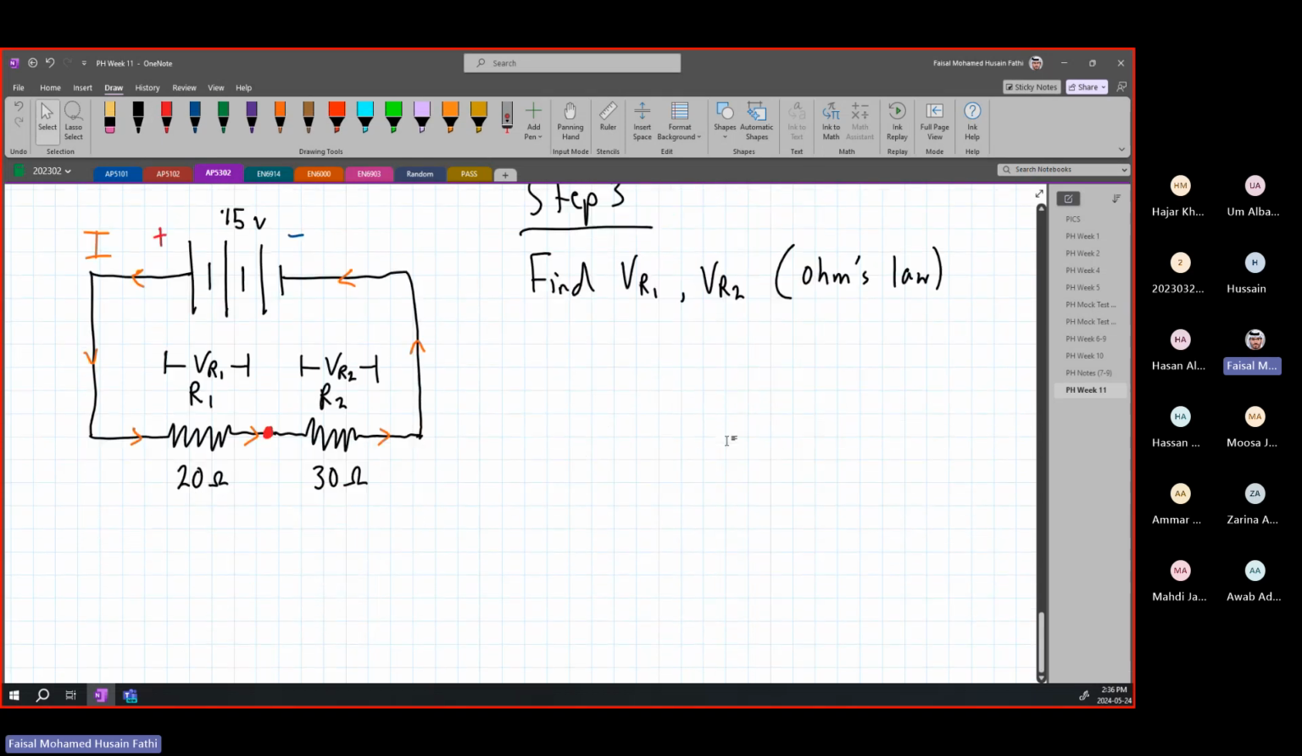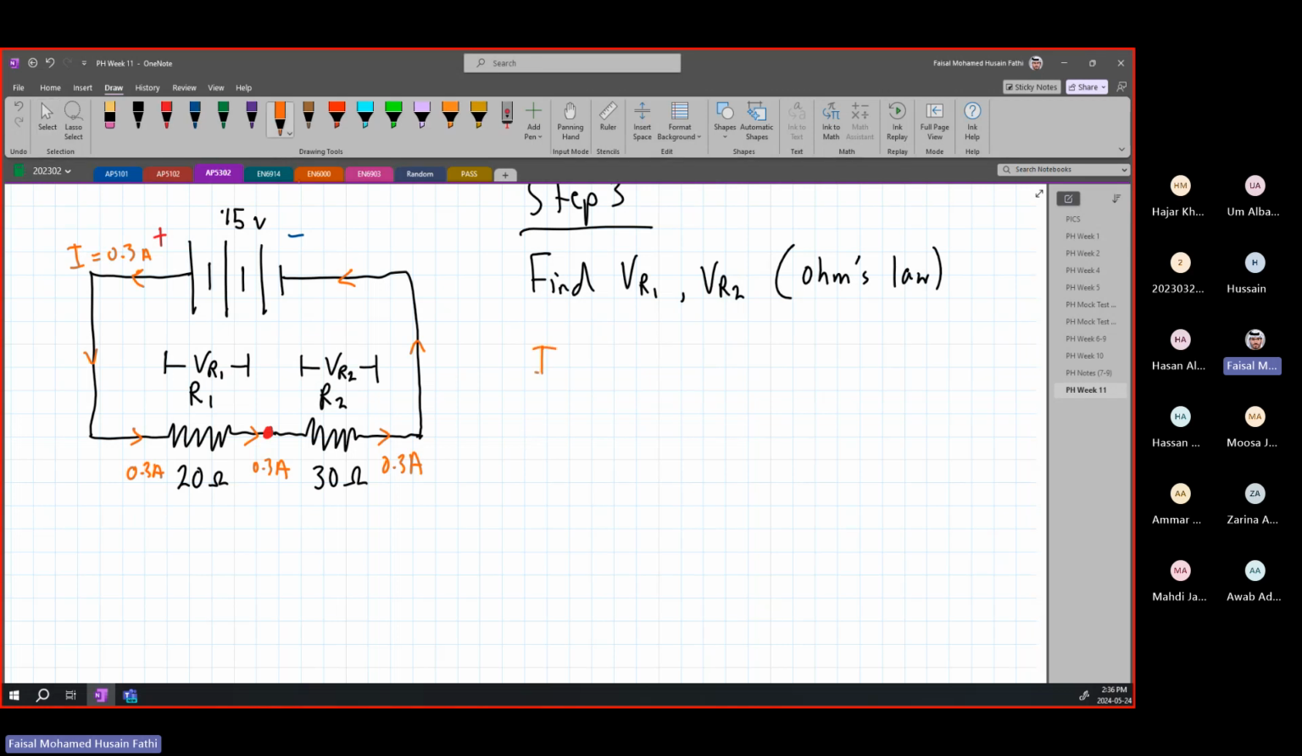Again, we are going to be applying Ohm's law. How do we apply Ohm's law in this case? We now have the current that is flowing through both. We know that this current I is equal to 0.3 amperes. This whole current, all of it is 0.3 that is flowing throughout the entire circuit. So we know that our I1 equals I2, which is just equal to I, is equal to 0.3. This we found from the previous step. And we have the resistance R1, which is equal to 20 ohms, and R2, which is equal to 30 ohms. But now we are trying to find the voltage.